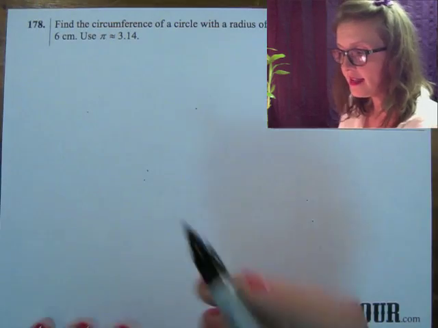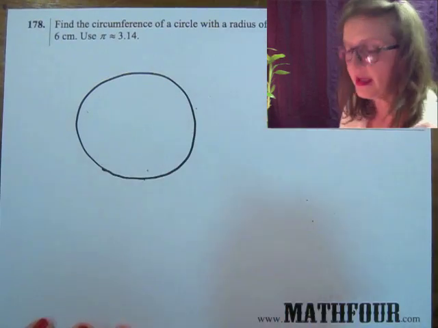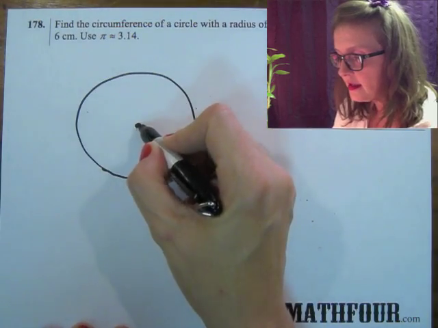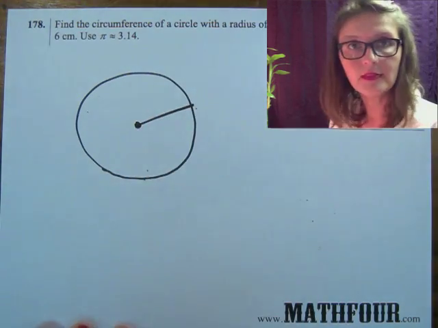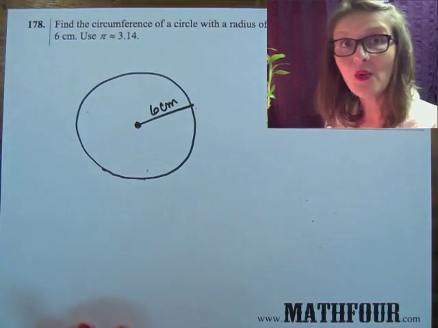The question asks, find the circumference of a circle with a radius of 6 centimeters. So I'm going to draw a circle. Radius means from the very center to any edge. That's the radius. So this is 6 centimeters. And I want the circumference.